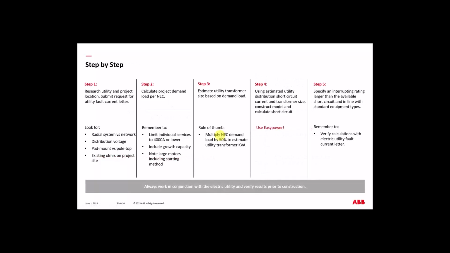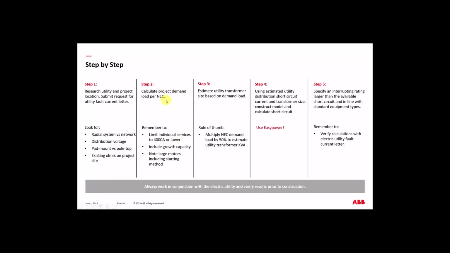This slide, I tried to summarize essentially the whole presentation in a series of steps that the engineer would take when he's trying to make that determination of how big do I specify my switchboard interrupting rating, or panel interrupting rating, or switchgear. So step one, research utility and project location. We kind of covered this. Be on the lookout for radial versus network systems, what the distribution voltage is, pad mount versus pole top services, and then try to search out any existing transformers on the project site.